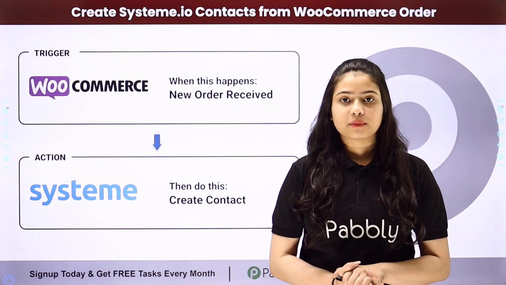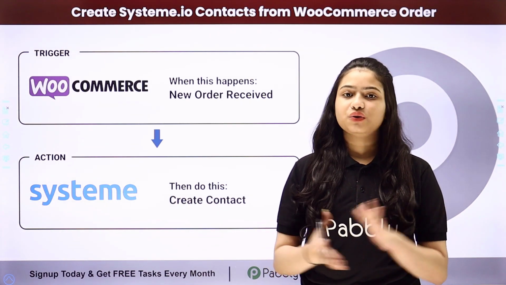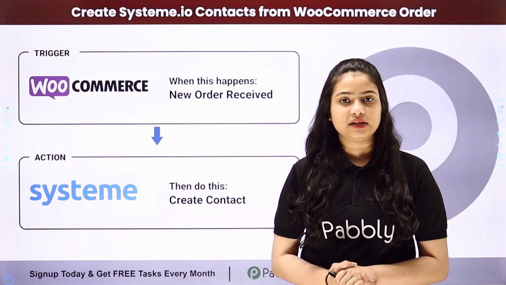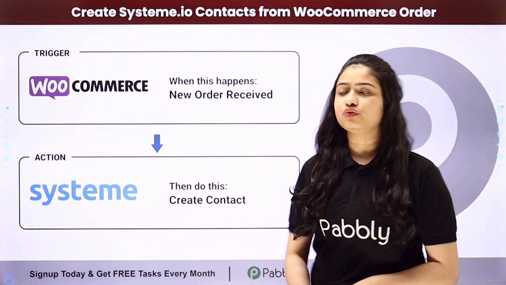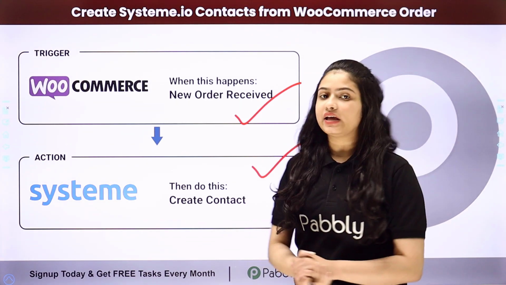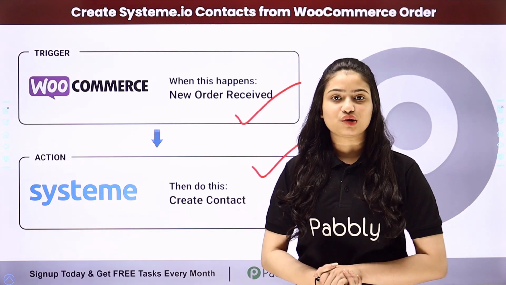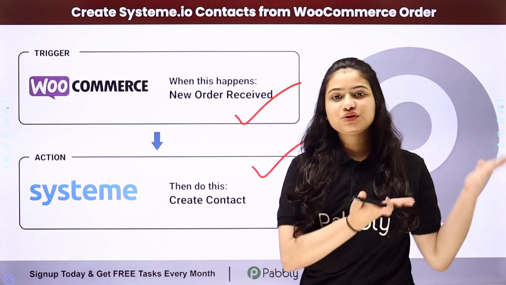For this, we will have to set up a connection between WooCommerce and systema.io, and that we are going to do without any coding or programming skills with the help of Pabbly Connect. Pabbly Connect works on two principles, trigger and action. So here we are going to take WooCommerce in our trigger and systema.io in our action, and we will connect both of them in order to automate this entire process. To learn the entire automation step by step, let me take you all to my screen.